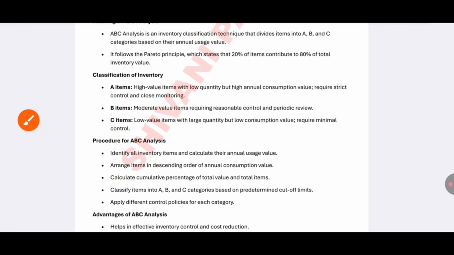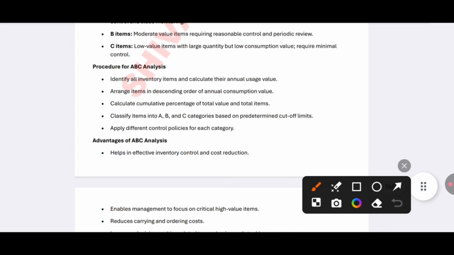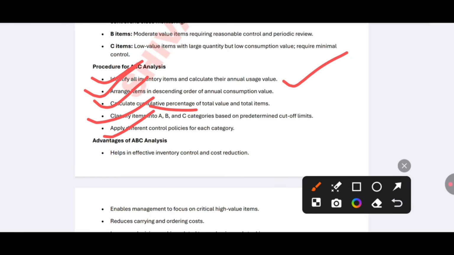So what is the procedure of this ABC analysis? First, you need to identify all the inventory items and calculate their annual usage, and then arrange them in descending order, from high to low. Then you need to calculate the cumulative percentage of the total value. Then you need to classify the ABC items, and then you need to keep it in the policies.